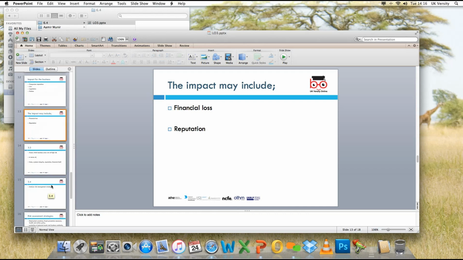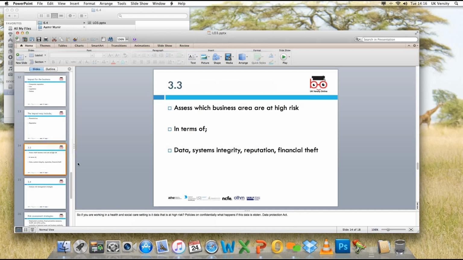Turning over. And then the last learning outcome is assess which business areas are at high risk in terms of data, reputation, financial theft, just the things that we've actually spoken about. So like you were saying before about data protection, if you were working in a health and social care setting, is data at high risk? Is it confidential? Because obviously it needs to be confidential to the patients. What would actually happen if that data got stolen?